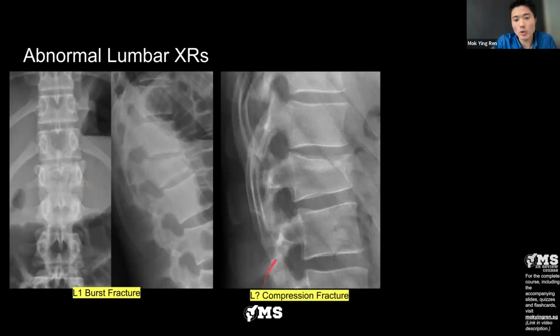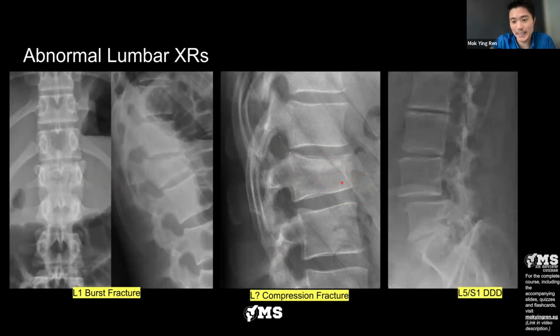Now this is as opposed to a compression fracture. I do not know the level because I'm not able to count from either the top or the bottom. But a compression fracture will only involve the anterior column. All right. Therefore, there is no retropulsion. The middle column is intact. So it's the anterior compression wedge fracture only.